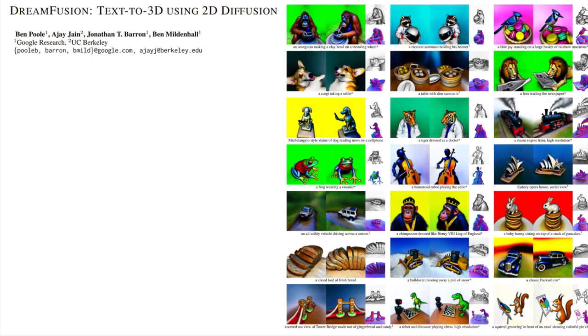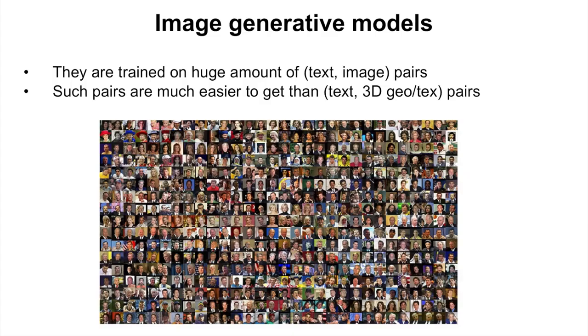It is one of the first approaches for text-to-3D generation, only using 2D diffusion. This shows the qualitative result. As you can see, the quality is actually a little bit limited, not very good, but this was one of the first attempts at achieving text-to-3D generation. As I introduced, image generative models are trained on huge amounts of text-to-image pairs, right? And such pairs are much easier to get than text and 3D geometry-texture pairs. That is the motivation of this work. Instead of collecting an expensive dataset, how can we utilize a pre-trained image generative model for text-to-3D generation?